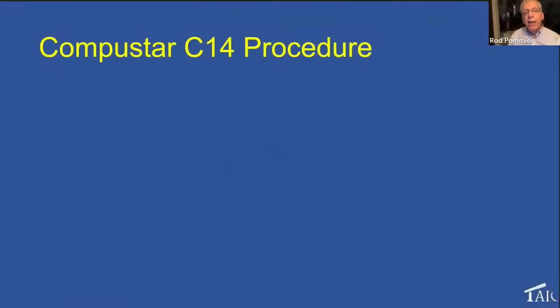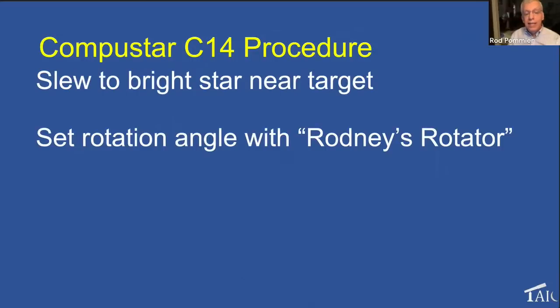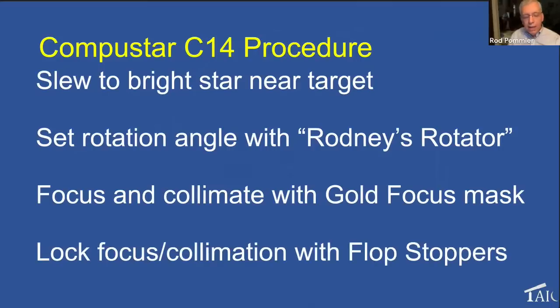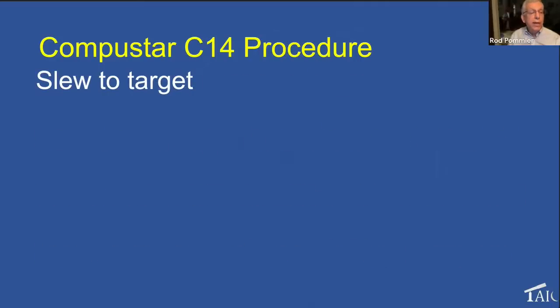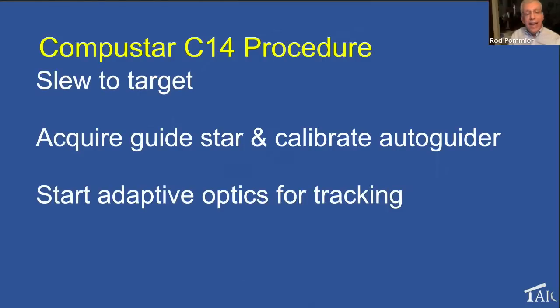So that gave me my procedure for doing a night's worth of imaging. What you do is you slew to a bright star near your target, you set the rotation angle with Rodney's Rotator, focus and collimate with the gold focus mask, lock that in with the flop stoppers, slew to your target, acquire your guide star in your off-axis guider camera, and calibrate it, then start the adaptive optics for precise tracking despite the periodic error, and begin imaging.